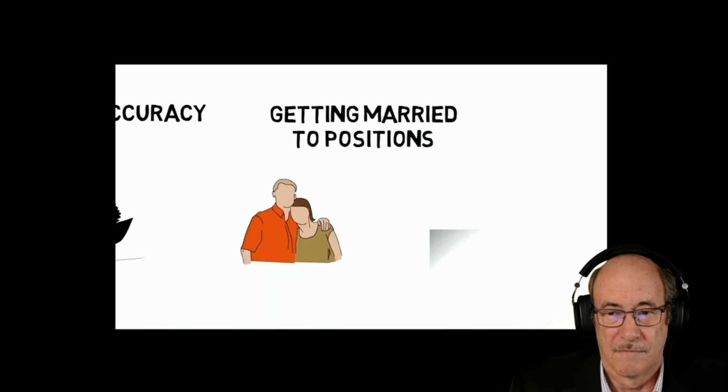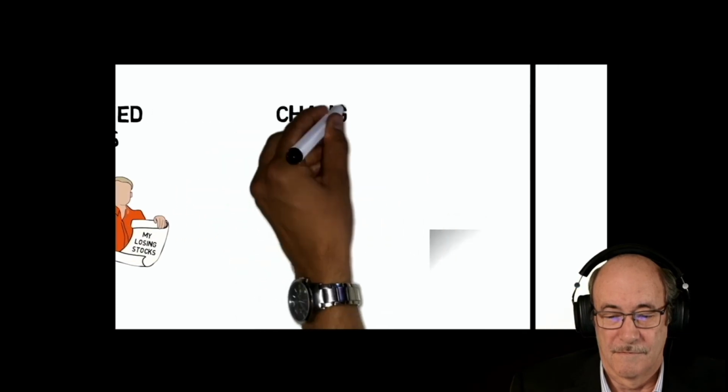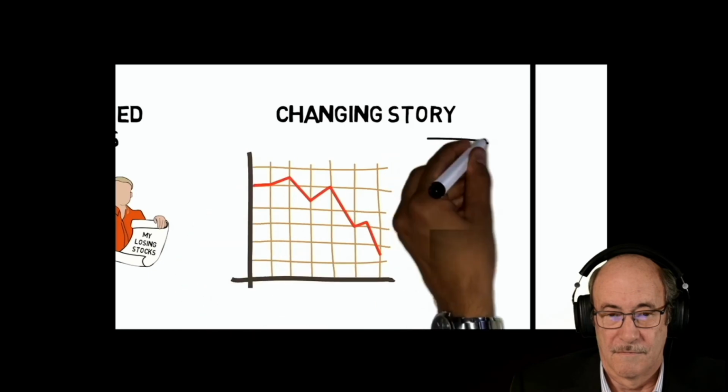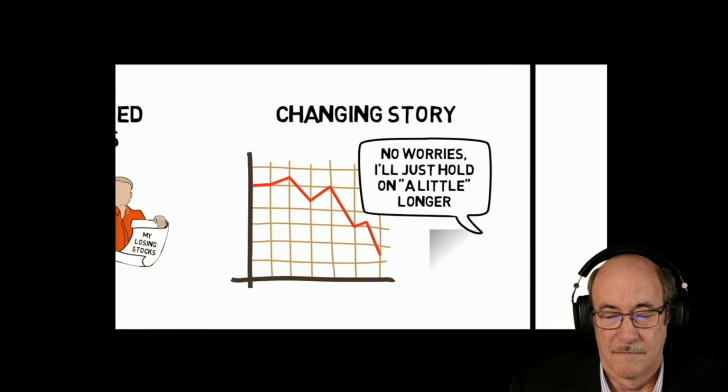Getting married to his positions. There's a saying that traders divorce spouses before positions. Don't be that guy. Changes his story. He becomes a long-term investor all of a sudden when he's losing money on his positions. After all, he doesn't want to sell now when it's even better value. He never considers that his way of determining value might be what's wrong.